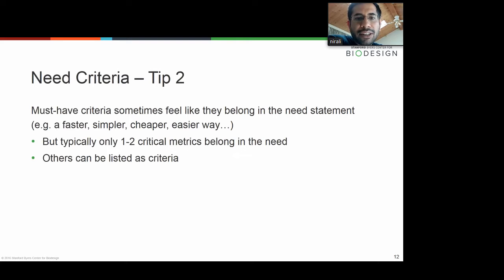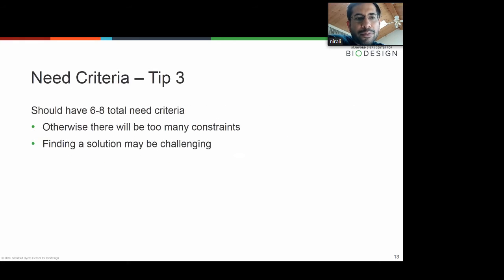The must-have criteria sometimes feel like they belong in the need statement. For example, if you say a way to do something faster, then sometimes you want to add simpler or cheaper or easier, and you might try to put them all into the need statement as well. But really, you should only have the most important metric in the need statement, and the other metrics can be listed as criteria. So we should target 6 to 8 total need criteria, otherwise you'll have too many constraints, and it'll be really difficult to find a solution.